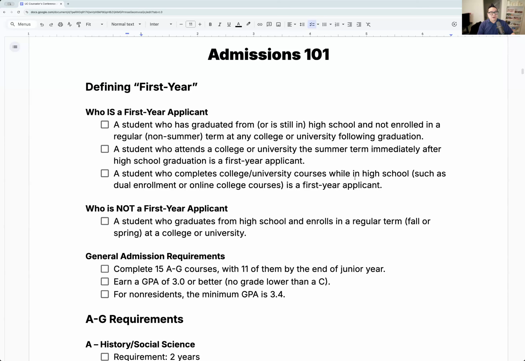Admissions 101. What's a first year applicant? They used to call it freshman, now they're calling it first year. So the majority, everyone who answered earlier, your kids in 9th, 10th, 11th, 12th grade, you're applying as a first year applicant, meaning you're a high school student and you're going to go to college after.